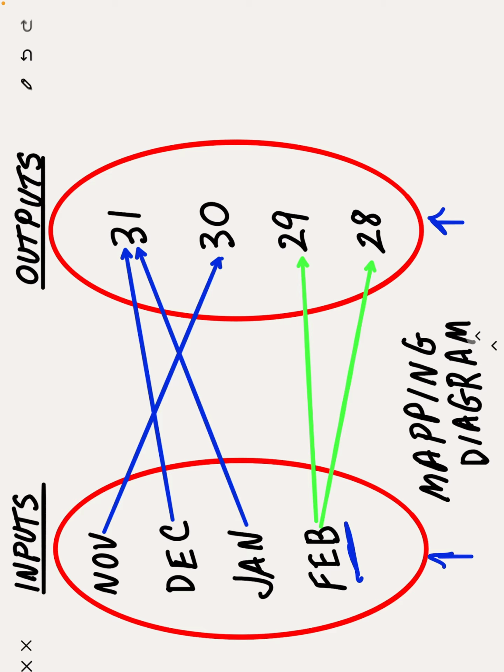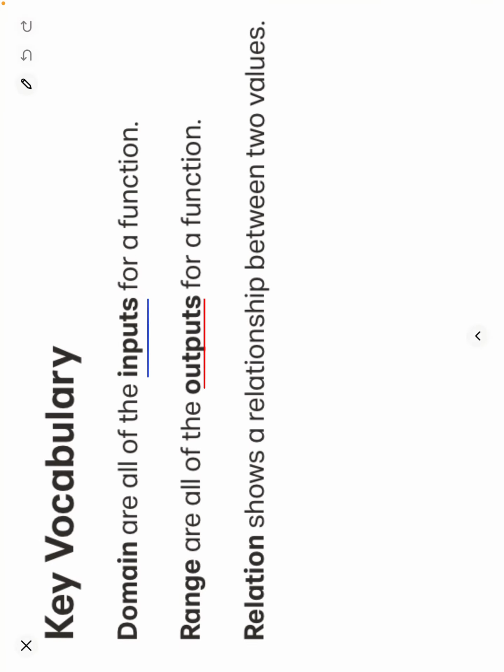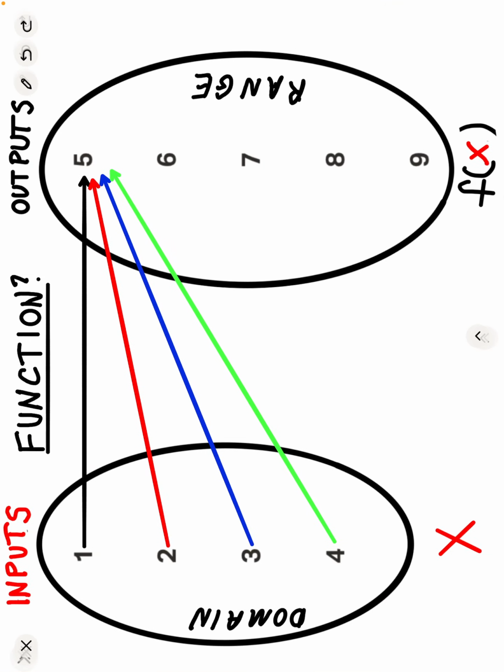All right, so let's look at a couple of things. First, let's do a little vocabulary. Anytime all of the inputs for a function is considered the domain. So if someone says, what is the domain of this function? You have to go and say, oh, here are all the inputs. So that would be the domain. If they ask you, what is the range? You should say, the range is all of the outputs for a particular function. Okay, so domain is input, range is outputs. Lastly, a relation is just a relationship between two values, right? It's a really loose term, and what we want to know is this just a relation or is it a function? So let's look at a couple other mapping diagrams.